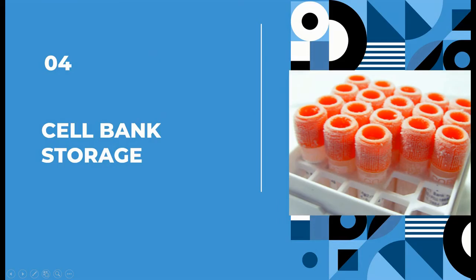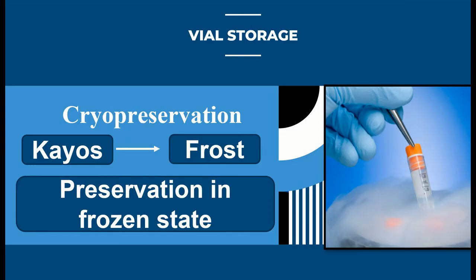Next comes cell bank storage. Now we have seen what a cell bank is and how it is prepared. Now we have to store the cell bank. So for vial storage, we need to understand what cryopreservation is. Cryo means frost, and preservation in the frozen state.